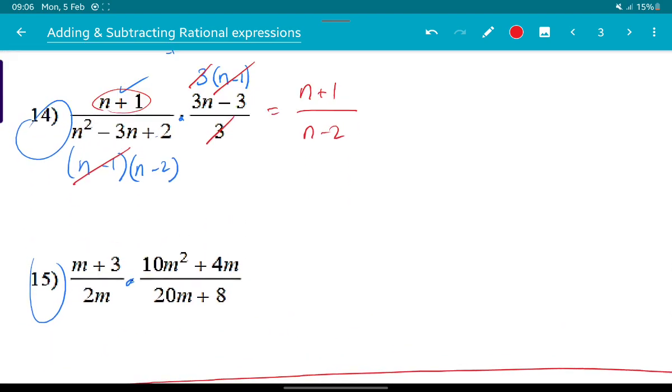If it was division, as we said in the first video, we keep the first, change this to multiplication, and flip this, and you simplify.